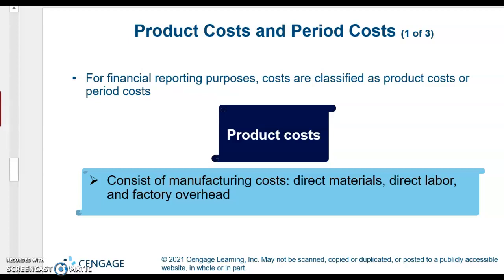This is probably the most important concept that we're going to talk about in this chapter: product and period cost. Product cost includes the cost of purchasing or making a product. That's going to be your direct materials, your direct labor, and your factory overhead. These items are going to be added to the cost of inventory. They're not going to be expensed until we sell them in inventory. So if it's a product cost, it will be included in inventory.